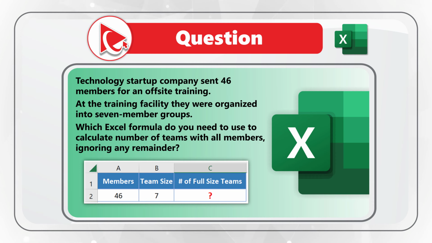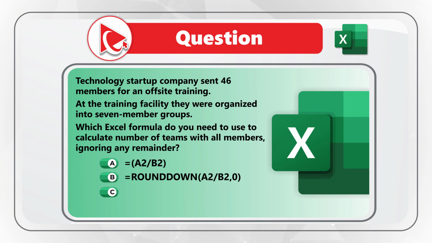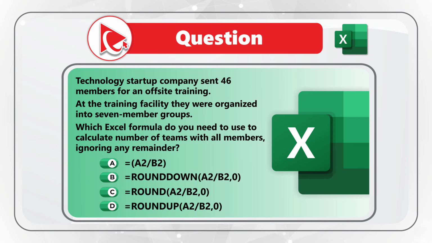You're presented with 4 different choices. Choice A, divide cell A2 by B2. Choice B, you use the ROUNDDOWN formula and supply A2 divided by B2 as the first argument, and as the second argument you supply 0. Choice C, you use the ROUND formula and supply A2 divided by B2, and as the second argument you supply 0. And last but not least, you use the ROUNDUP formula, and in parentheses you supply the division of A2 by B2 and the second argument as 0.